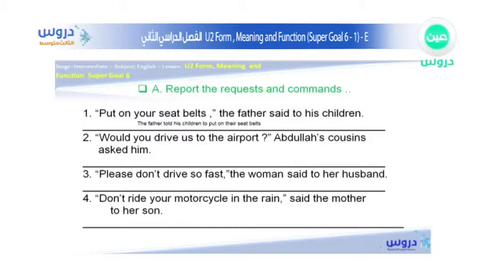Okay. What do you think? Abdullah's cousins? Asked. Beautiful. Excellent. Asked. Okay. Abdullah's cousins asked. What do you think? Asked him. Beautiful. Asked him to. What do you think? To drive them to the airport.